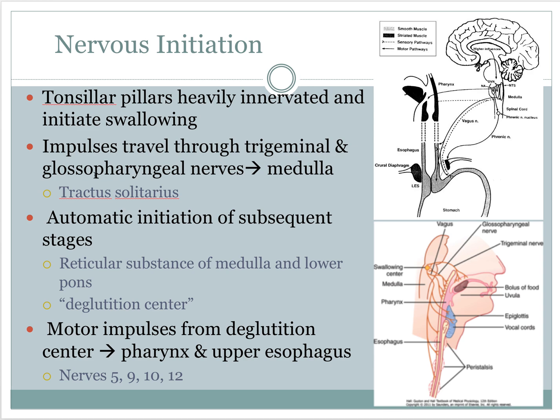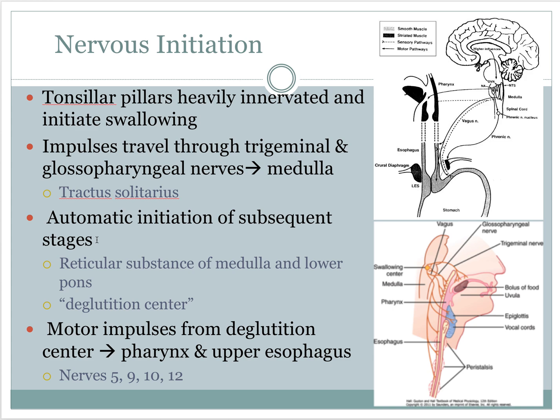Again, the trigeminal and the glossopharyngeal nerves are going to generate impulses along with the medullary regions, which can send feedback to them as well. And all of those things integrate together with the nucleus tractus solitarius. So that's going to be the main integrating center. Automatic initiation of subsequent stages.